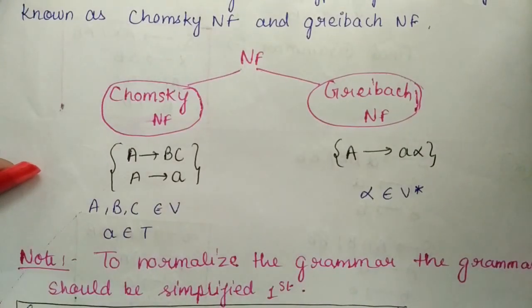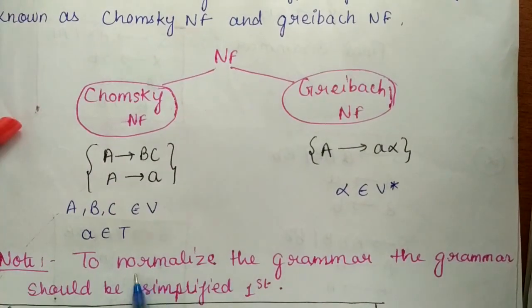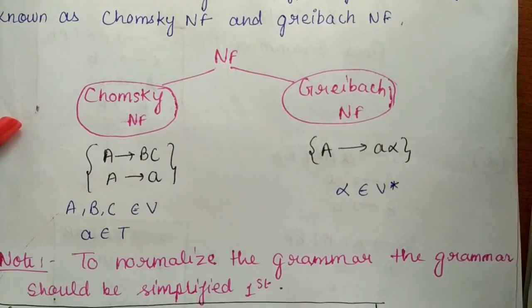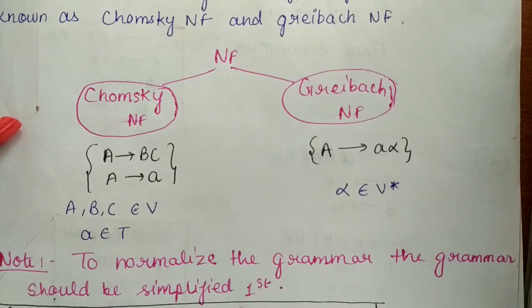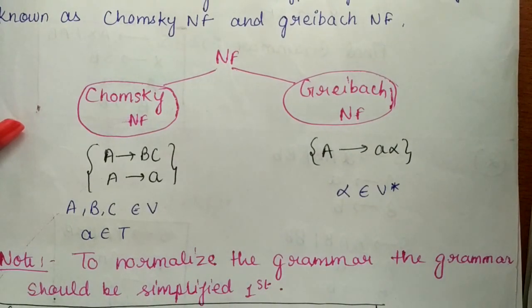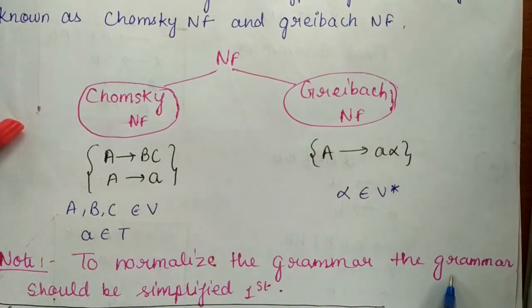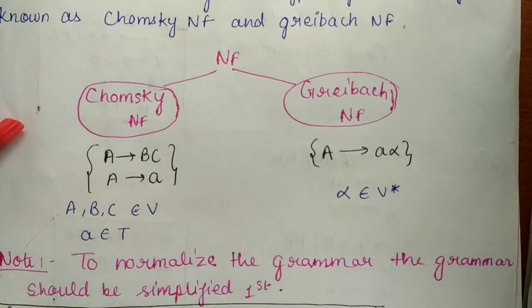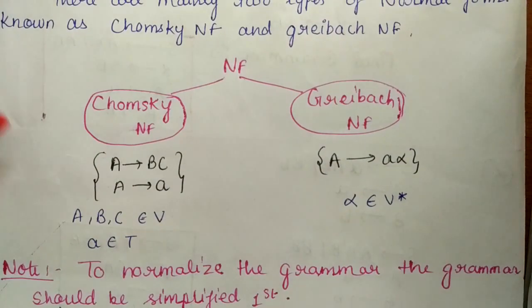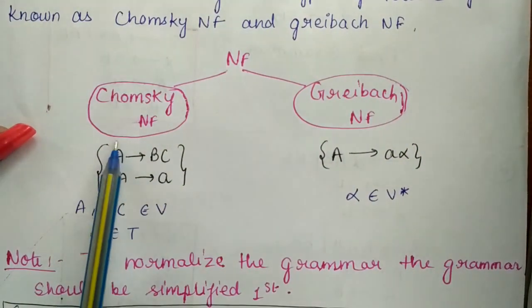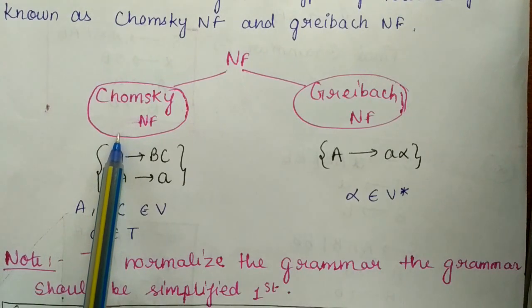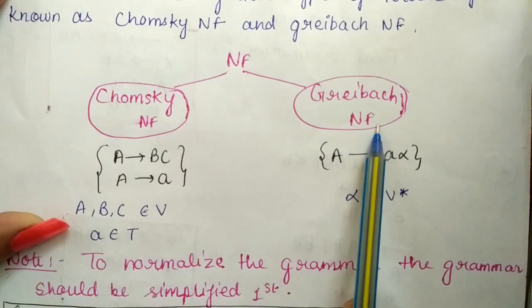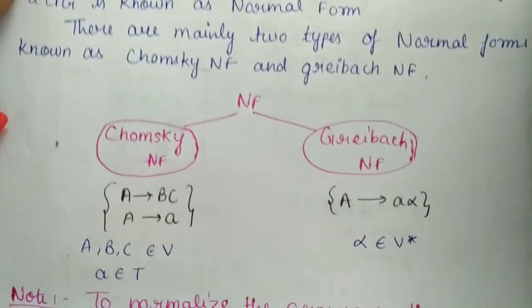But if we want to normalize the grammar, it should be simplified first, as I have told in the last video lectures on simplification of CFG. If you want to normalize any grammar, you should simplify the grammar first, then you can normalize it. Now we will see various examples for converting CFG into CNF and CFG into Greibach normal form.